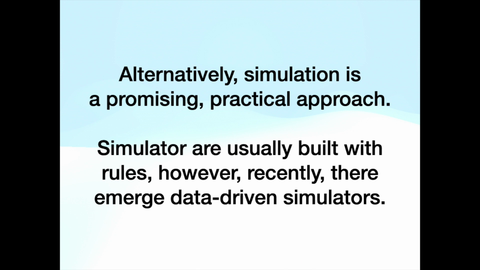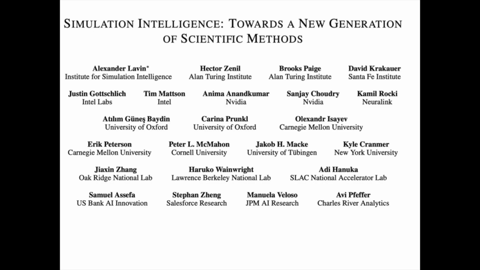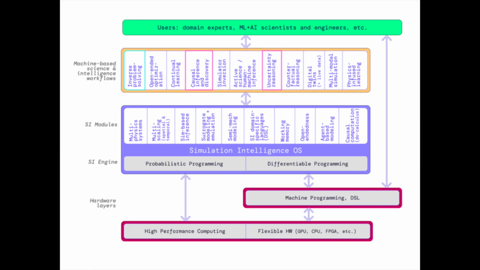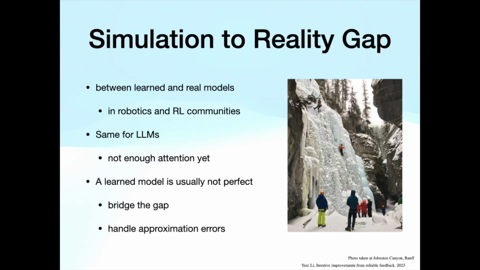Simulators are usually built with rules. However, recently, data-driven simulators have emerged. The paper Simulation Intelligence: Towards a New Generation of Scientific Methods introduces 9 motifs of simulation intelligence: multiphysics and multi-scale modeling, surrogate modeling and emulation, simulation-based inference, causal modeling and inference, agent-based modeling, probabilistic programming, differentiable programming, open-ended optimization, machine programming.